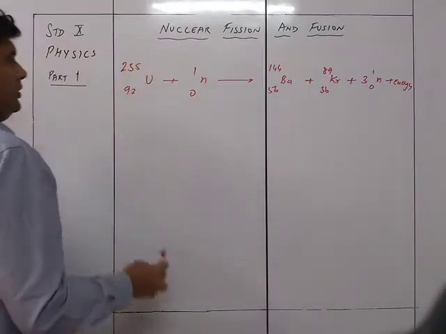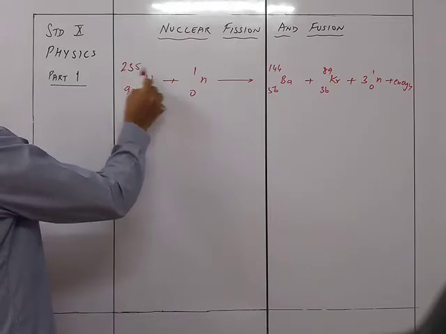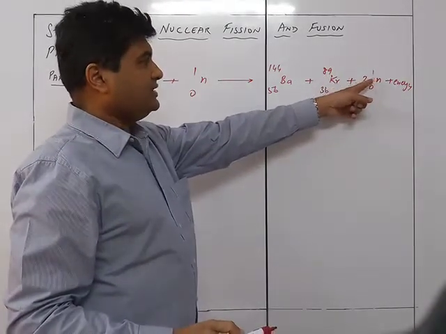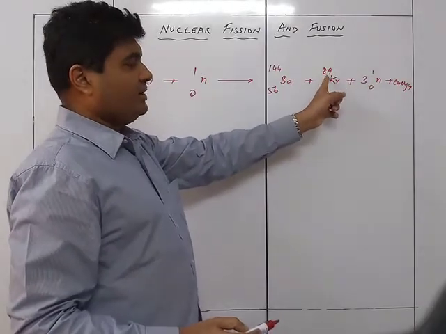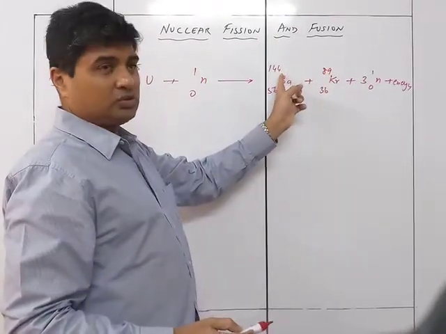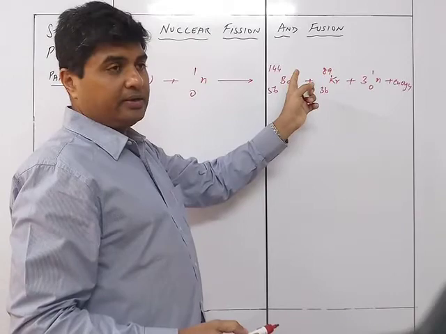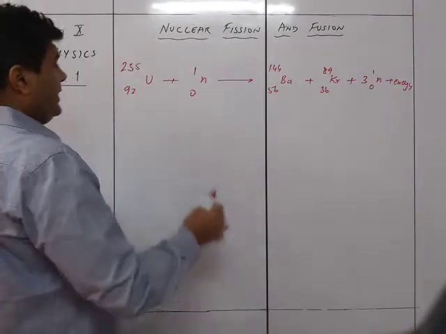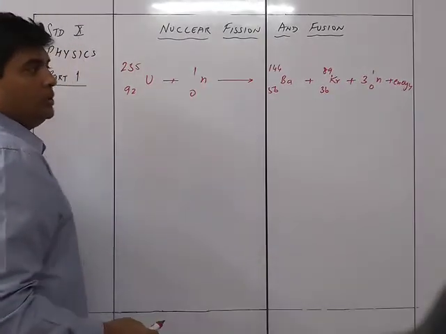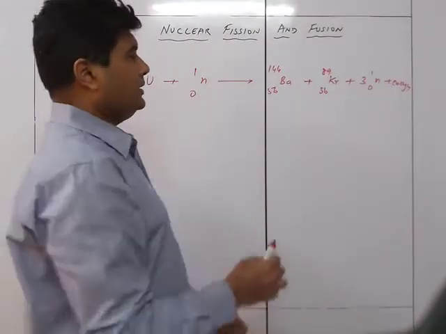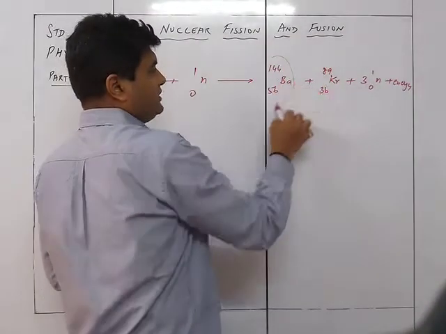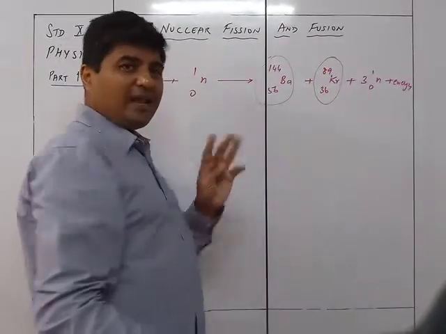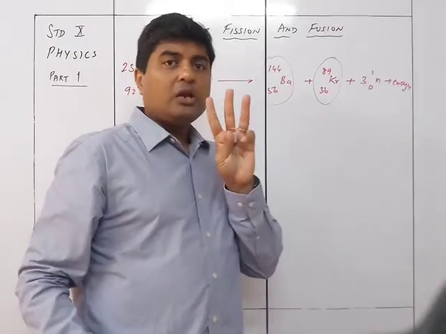Okay, now add it up. 235 plus 1 is 236, and over here it is going to be like this: 3 plus 89 is 92, plus 2 plus 4 is 96. Yeah, 236, right? And this 2 also becomes 92. So you can see that after production of this and this, there was 3 atomic mass unit lost.